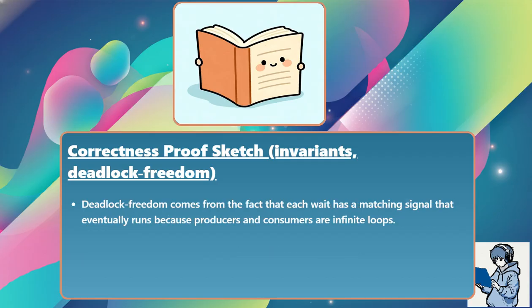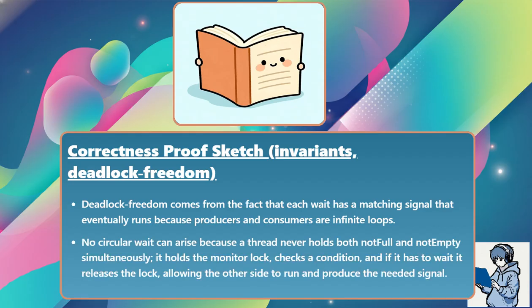Deadlock freedom comes from the fact that each wait has a matching signal that eventually runs, because producers and consumers are infinite loops. No circular wait can arise because a thread never holds both not full and not empty simultaneously. It holds the monitor lock, checks a condition, and if it has to wait, it releases the lock, allowing the other side to run and produce the needed signal.